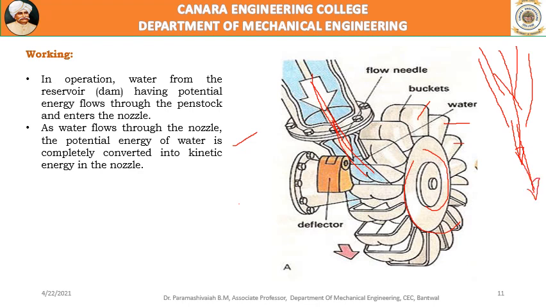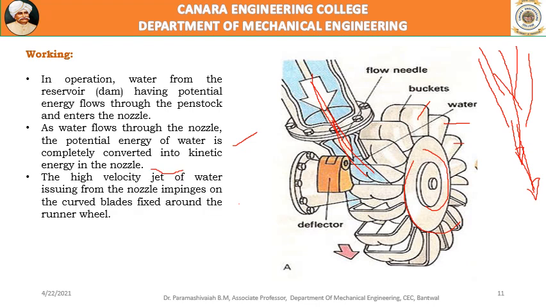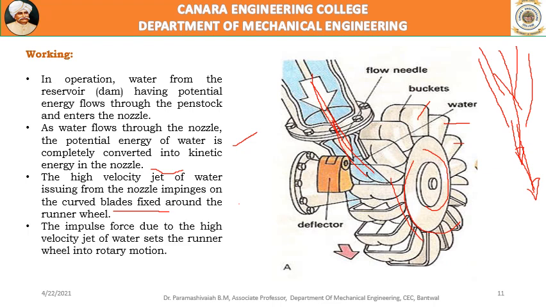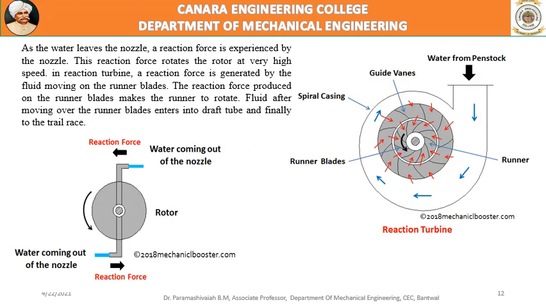Okay, the water flows through the nozzle. The potential energy of water is completely converted into kinetic energy in the nozzle. The high velocity jet of water coming out of the nozzle strikes the blades, then transfers the entire kinetic energy to the blades and makes the rotor rotate. The impulse force due to the high velocity jet of water sets the runner wheel into rotary motion. That's how it works. Okay, next is reaction turbines.